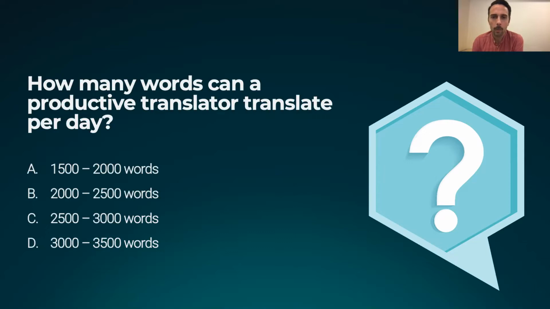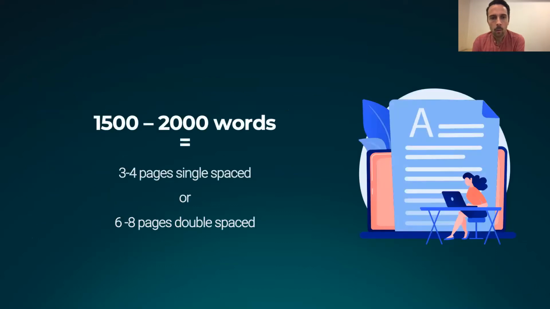So most of the people think that between 2,500 and 3,000 words per day. That's the answer that has received the most votes. Well, actually, the answer is between 1,500 and 2,000 words, which is the same as 3-4 pages single space, or 6-8 pages double space, just to understand a bit more in detail.